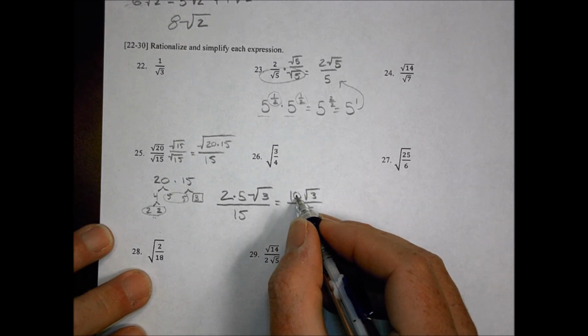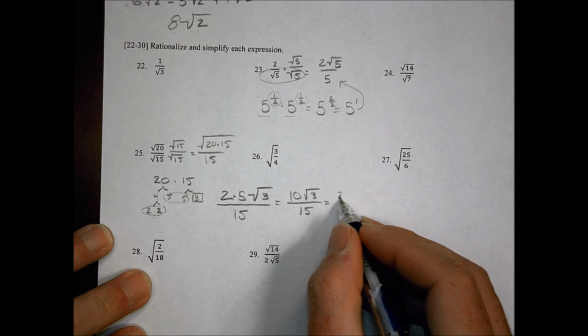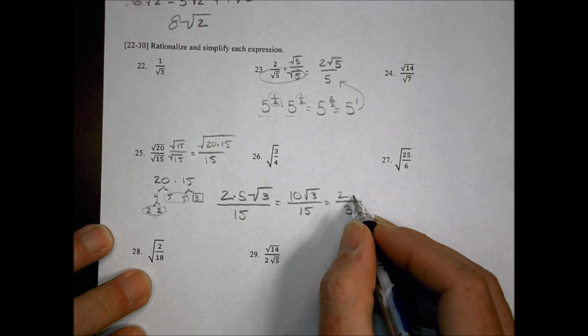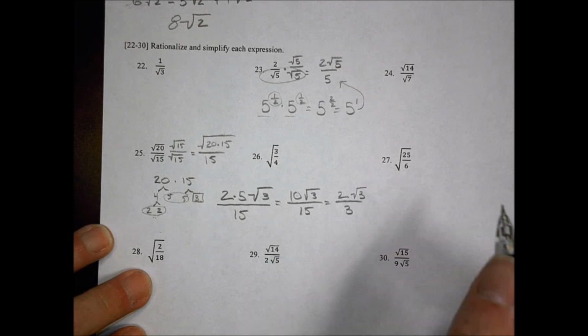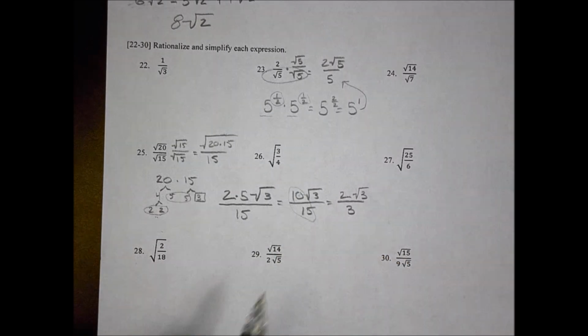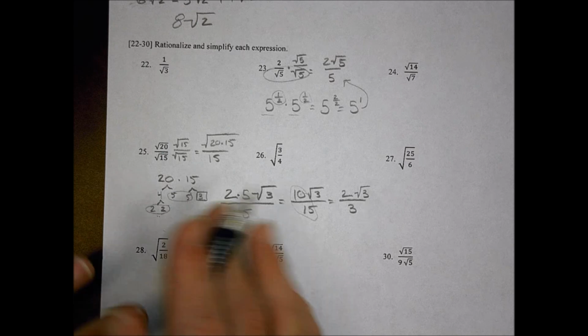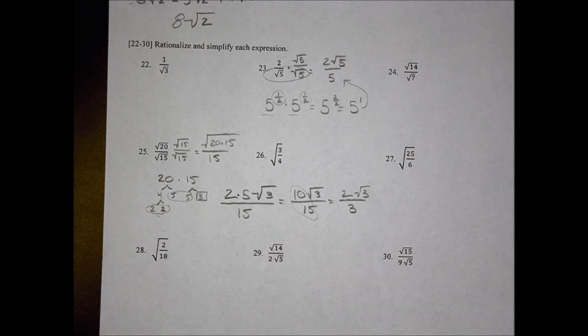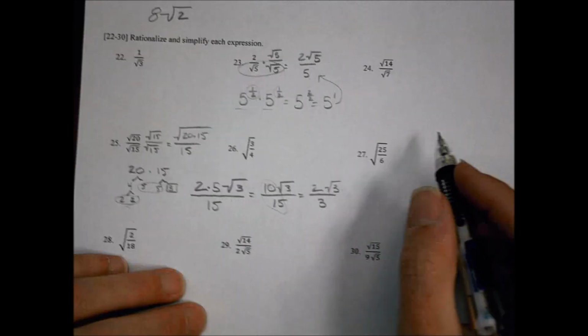10 divided by 15 is the same as 2/3, and then the root 3 just stays there. I can reduce right here. 10 over 15 is 2/3. So that's what I get for number 25. I used a lot of space there just so I can make sure it wasn't too small to read. All right, number 27.